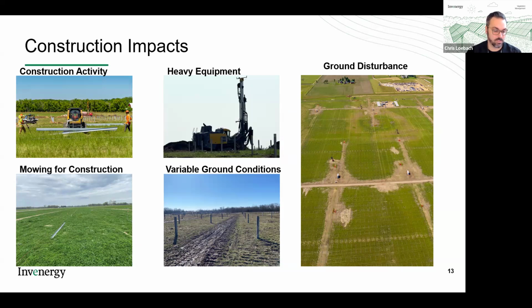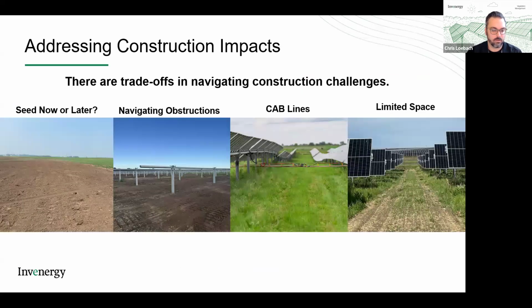Lastly, there's going to be ground disturbance. There's going to be grading, trenching to install underground cables, whatever it is. It's unavoidable. All of these things are going to happen on your projects. What's important is trying to understand how it's going to impact your vegetation and how you can repair these areas.